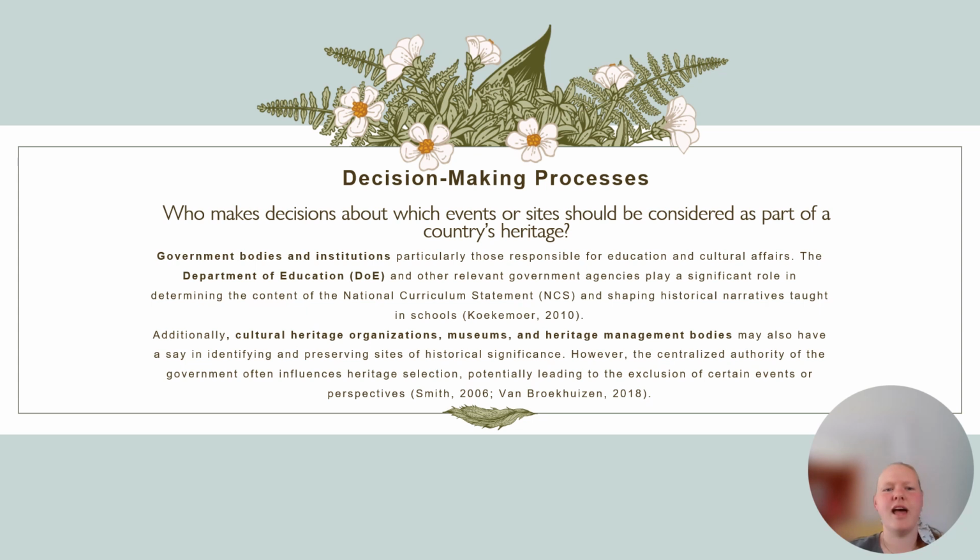The decision-making processes lie heavily with our government bodies and institutions, particularly those responsible for education and cultural affairs. The Department of Education and other relevant government agencies play a significant role in determining the content of the national curriculum statement and shaping historical narratives taught in schools, according to Kukumur 2010. Additionally, cultural heritage organizations, museums, and heritage management bodies may also have a say in identifying and preserving sites of historical significance. However, the centralized authority of the government often influences heritage selection, potentially leading to the exclusion of certain events or perspectives, according to Smith and Van Broekhuizen.